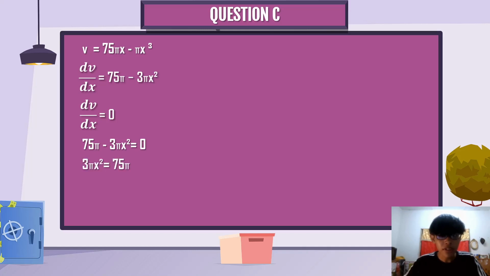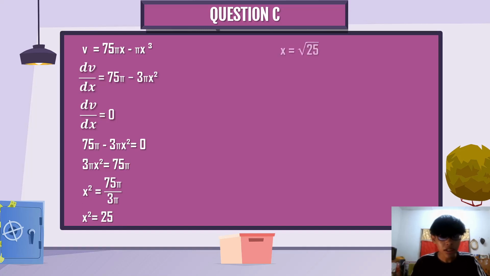Solve it by moving 3 pi x squared to the right, and it will become 3 pi x squared equal to 75 pi. Next step, move 3 pi to the right, and it will become 75 pi over 3 pi because we only want x on the left side. After that, calculate 75 pi over 3 pi using calculator. And then the answer is 25.